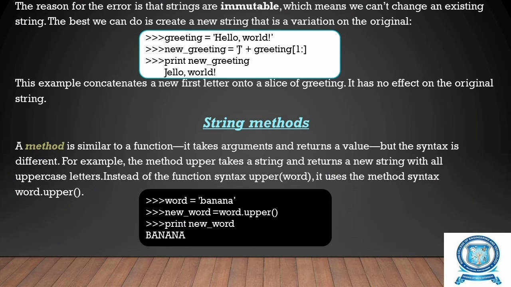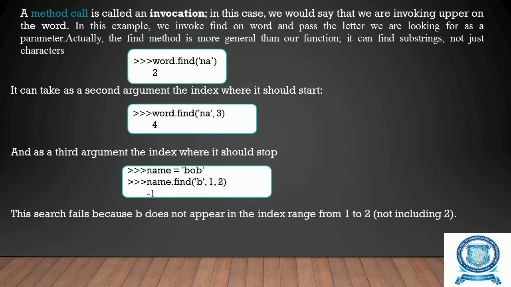Okay. So, a method call is also called an invocation. In this case, we say that we are invoking upper on the word. In this example, we call find on a word and pass the letter we are looking for as a parameter. Actually, the find method is more general than the function. It can find substrings and not just characters.